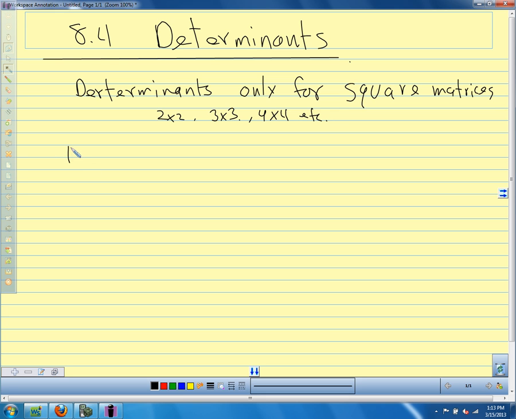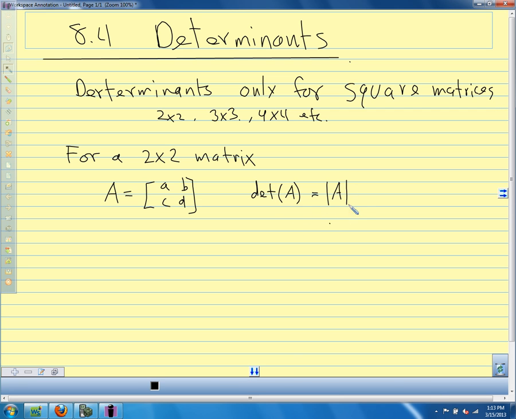For a 2 by 2 matrix, it's very easy. We're going to say that A is the square matrix A, B, C, D. We're going to write the determinant of A. You see it written like this, or you see it written like the absolute value of A. All three of these ways, the det, the straight brackets, mean the determinant of A.